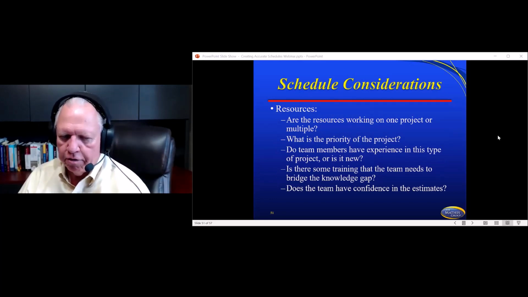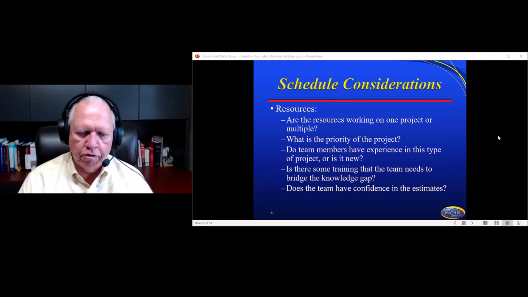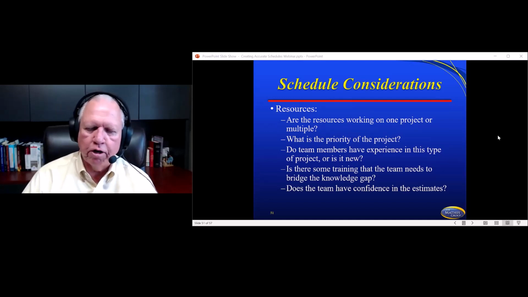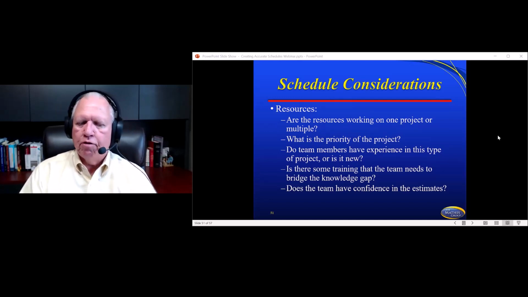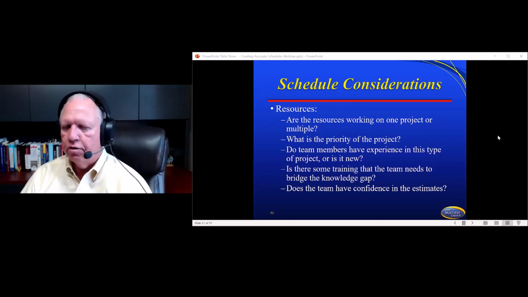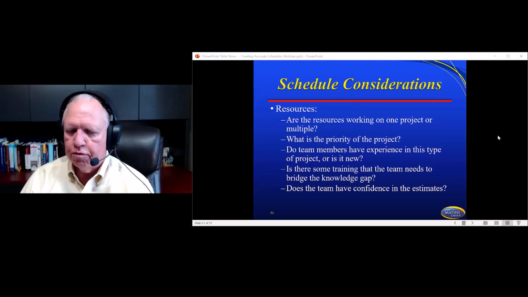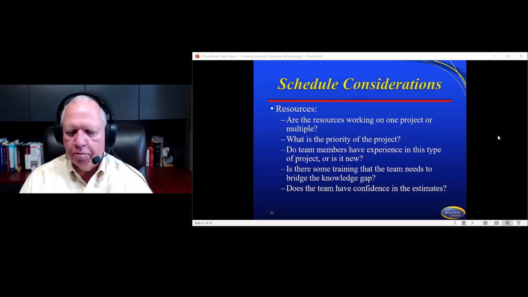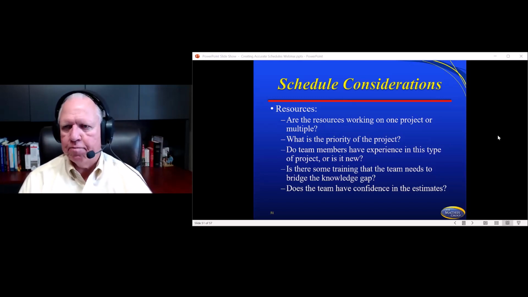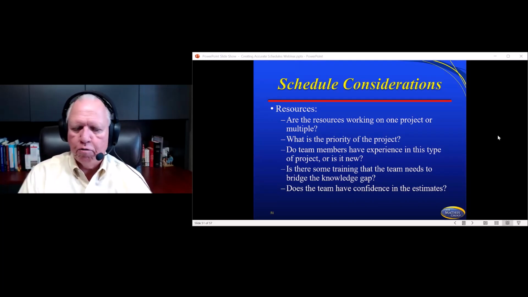The other side of this is considering the resources. Are the resources working on one project or multiple? What is the priority of the project? Do team members have experience in this type of project, or is it new? Many people are trying agile for the first time and hybrid for the first time. Is there some training that the teams need to bridge the knowledge gap? That might be training from you, passing that over from some of your experienced people.